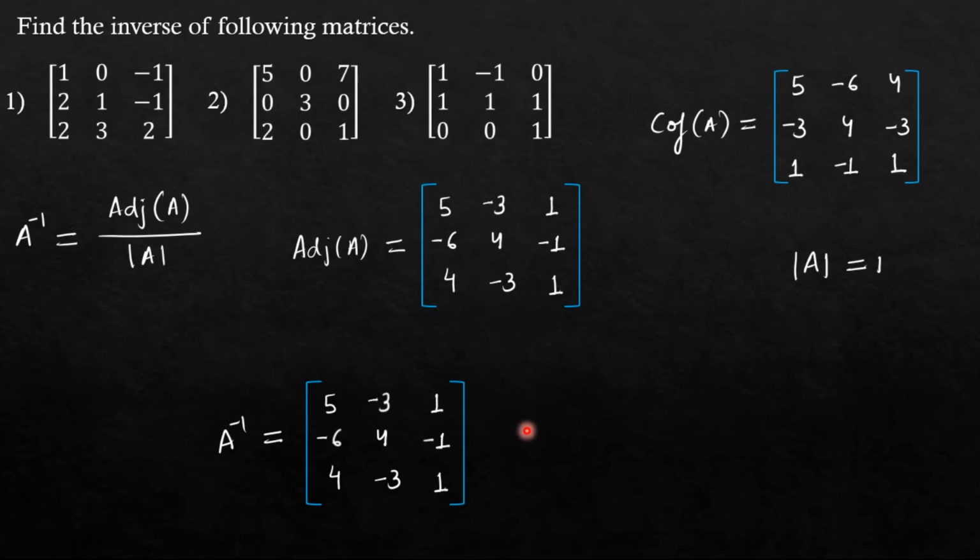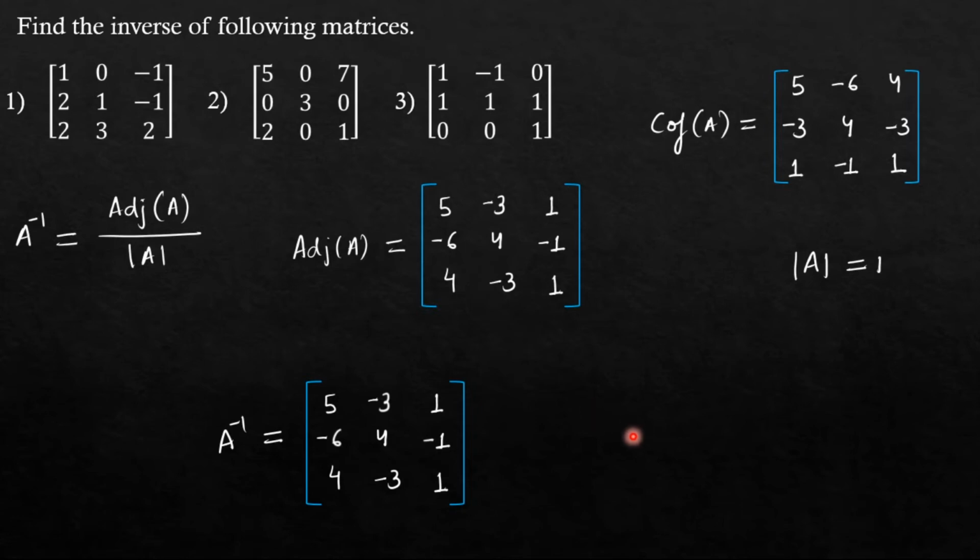Okay. So what are the steps? Our first step is to check the orthogonality, whether it is orthogonal or not. Then next, calculate the determinant and check whether it is 0 or not. Then generate the cofactor matrix, take the transpose, then divide it by the determinant. You will get the inverse. If it is orthogonal, then directly take the transpose, you will get the A inverse.